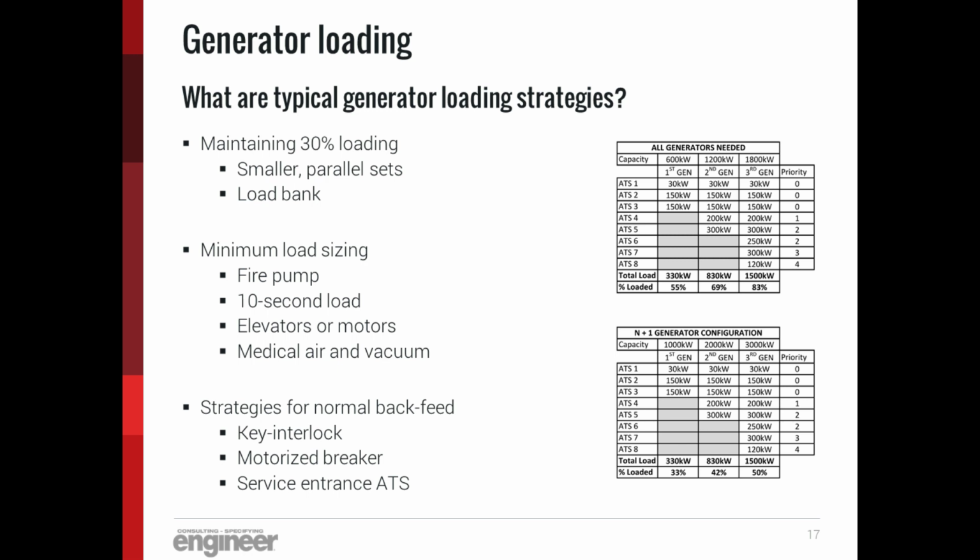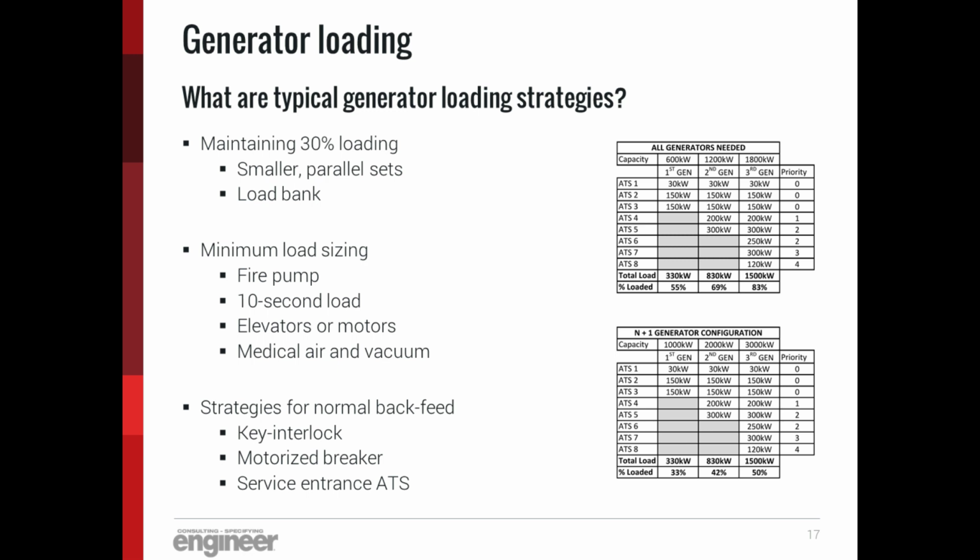But from a minimum size, I want to make sure that anything that has to be on in, say, 10 seconds is going to be able to fit on the smallest genset. So if I'm doing parallel gensets, I'm going to size the smallest one, any one of them, to handle all of the 10-second loads. That can include medical air and vacuum pumps, and the elevators used for fire rescue, fire pumps, critical transfer switches, etc. So you want to make sure you're taking that sizing into consideration.